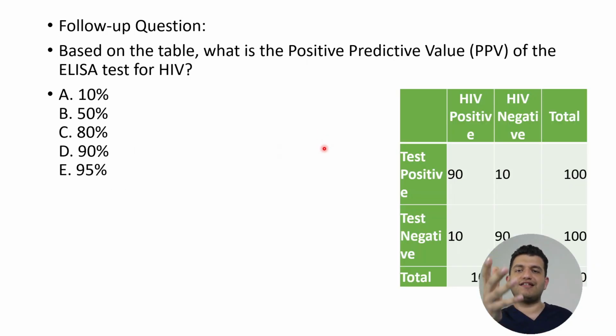Now let's calculate it based on this table. True positive is when the test is positive and the disease is there, so 90 over 90 true positive plus false positive, which is the positive test that's false, so 10. So 90 over 90 plus 10 means 90 over 100, so 90%. The answer is D. All right?